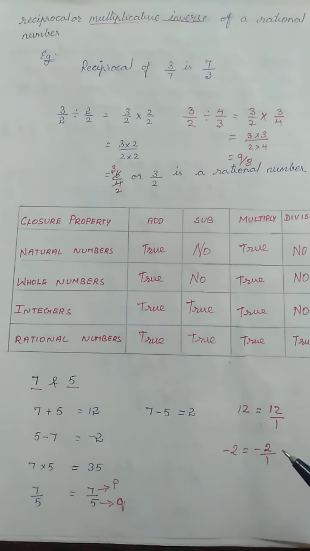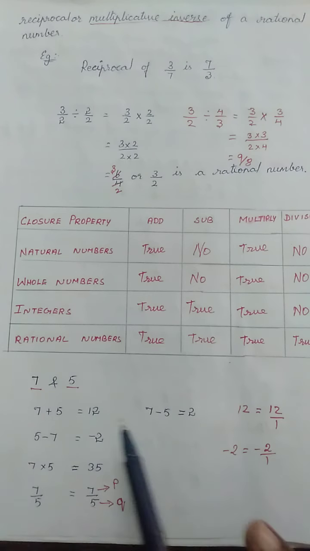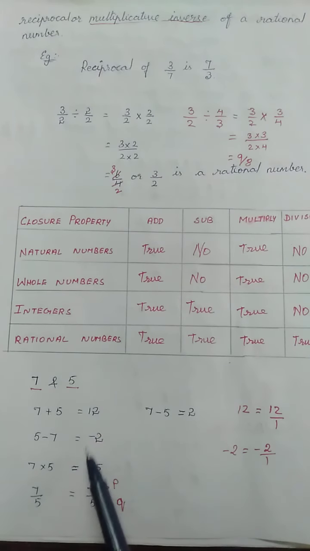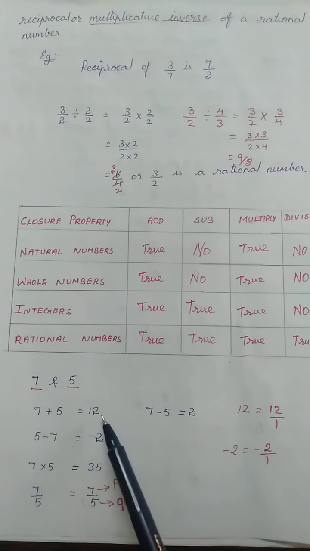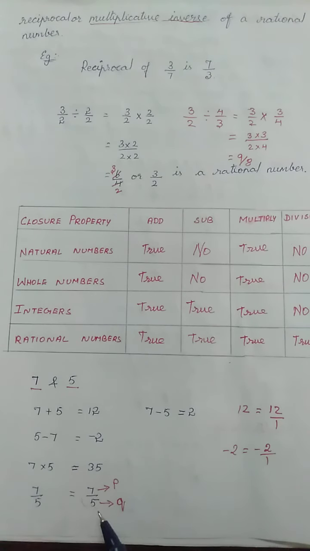So this is what closure property is. What does closure property say? When you add or subtract or multiply or divide any two rational numbers, the resulting number will be a rational number. Is 12 a rational number? Yes. Is minus 2 a rational number? Yes. Is 35 a rational number? Yes. Is 7 by 5 a rational number? Yes, it's a rational number.